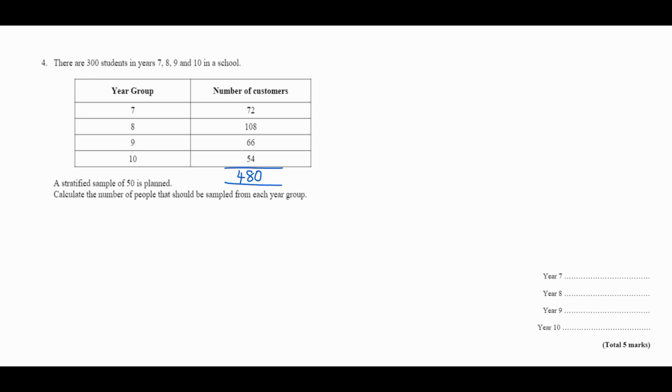Oh, it's a different answer when I'm calculating the second time. So let me use a calculator. So 72 plus 108 plus 66 plus 54, and the answer is 300. So my mental maths total is wrong. So 300 is the total.